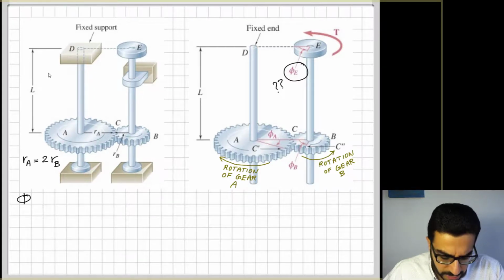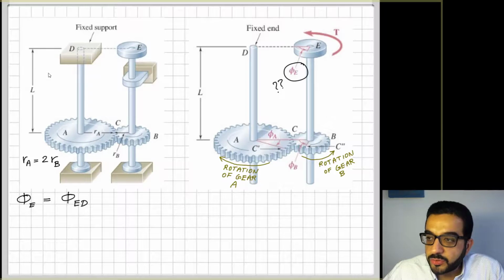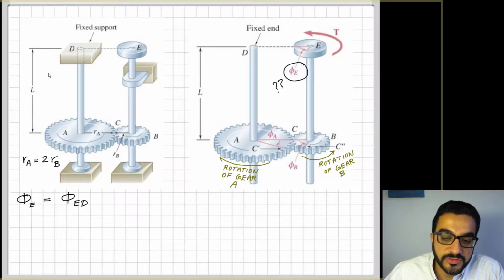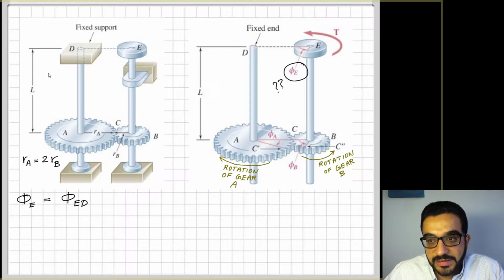So phi E in this case is equal to, when I calculate a twisting angle of a shaft at a point, I have to relate it to a fixed point. So our fixed point here is D. So phi E is equal to phi ED. Now we'll trace that phi ED through this transmission system from point E to point D, connecting between different distances and points along this path.